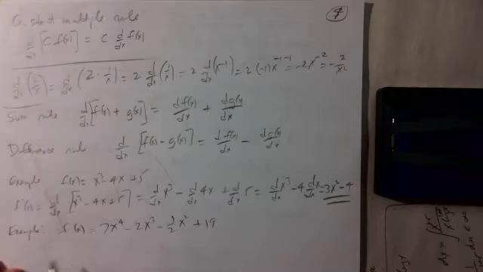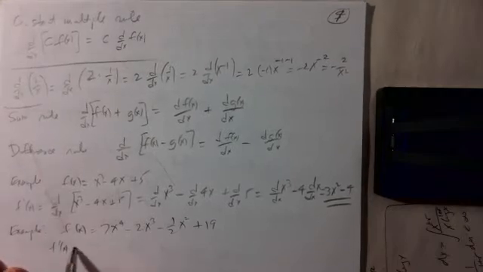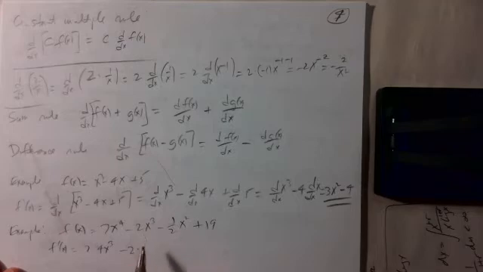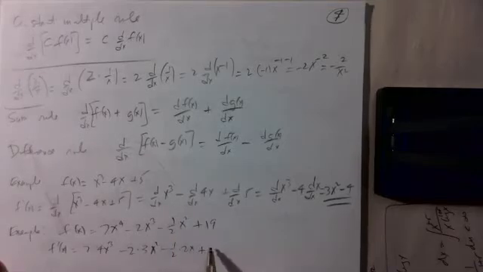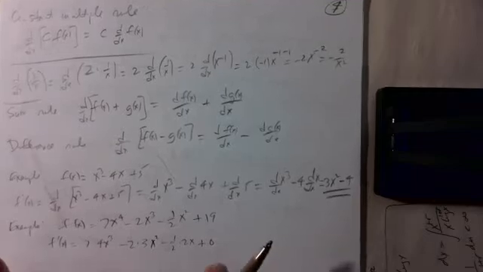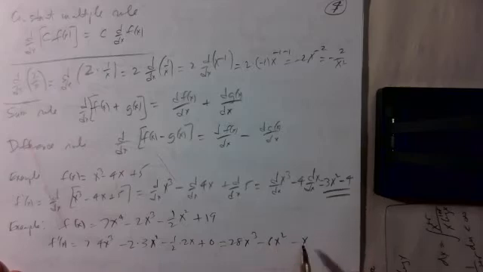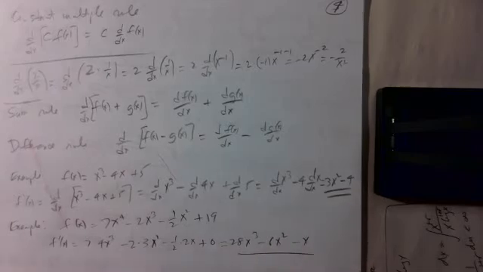So how do we differentiate this? 7x to the fourth is 7 times the derivative of x to the fourth, which is 4x cubed, minus 2 times the derivative of x cubed. By the power rule, that's 3x squared, minus a half times the derivative of x squared, which is 2x, and the derivative of 19 is 0. So we get 28x cubed minus 6x squared minus x is the derivative.